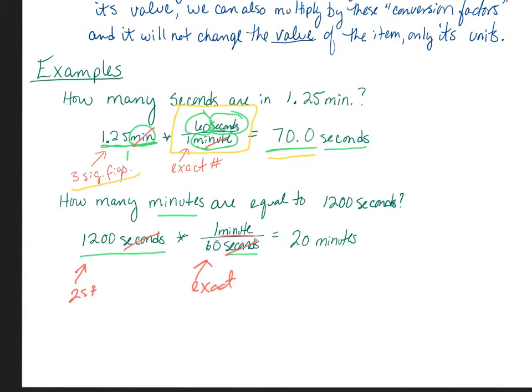Now, right now, you can't really tell that that 0 is significant. So the best way to solve that is either add a decimal point, or we could say it's 2.0 times 10 minutes. Why didn't I put 10 to the 1? You could have done that. Just 10 is also the same thing, so we don't have to worry about that.